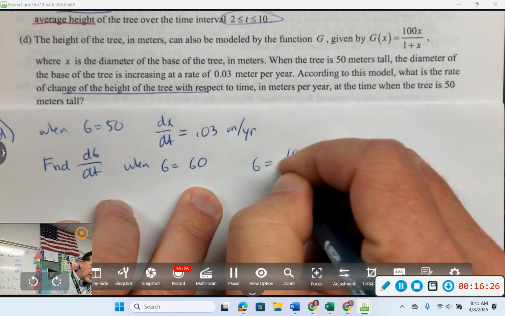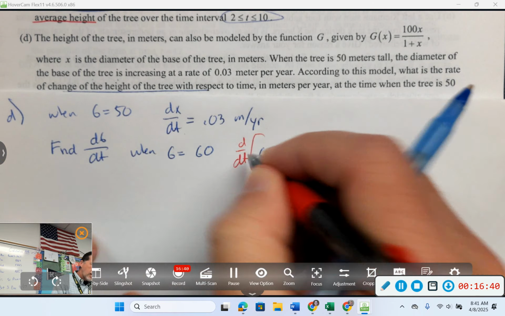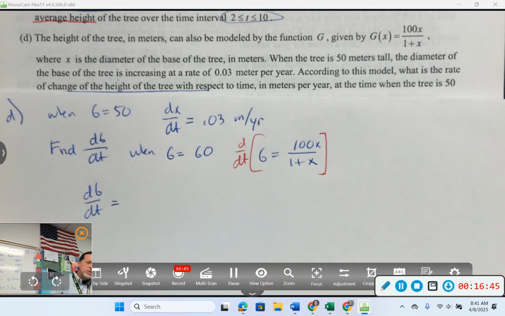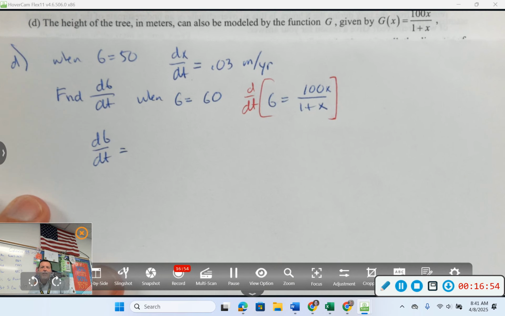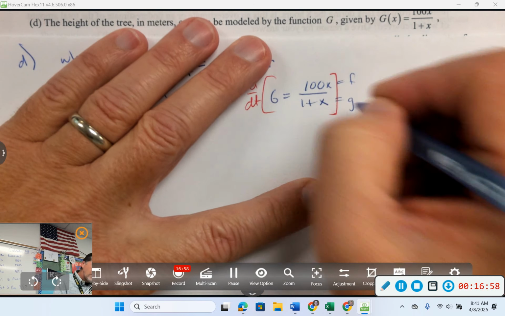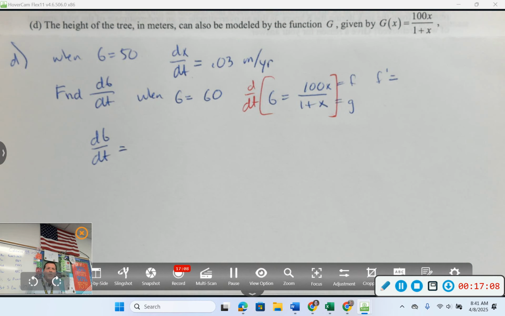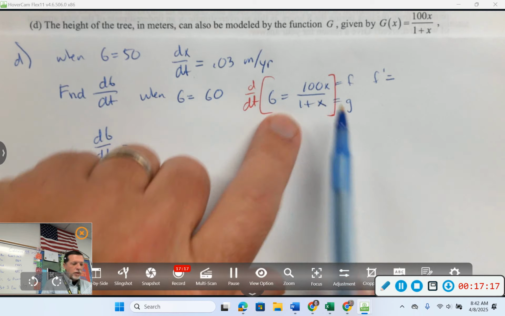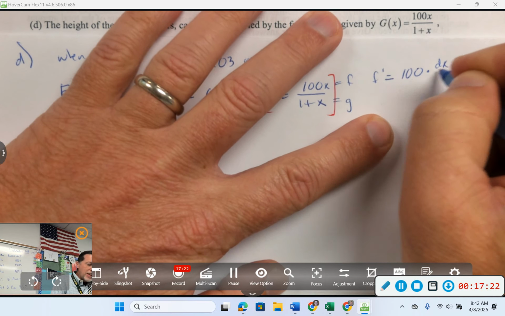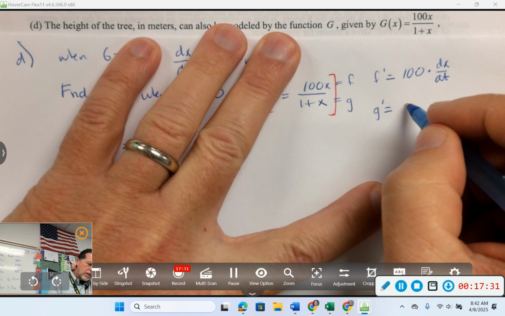Okay, so g is 100x over 1 plus x. And I need to take a derivative, but I need to take a derivative with respect to time. So dg dt equals, how am I going to take a derivative of this thing? What's the name of that rule going to be? That would be the quotient rule. So f and g, gf prime minus fg prime. Okay, here's the tricky part of this. What's the derivative of 100x when we're taking a derivative with respect to time? So derivative of 100x is 100 times dx dt. It's a chain rule kind of thing. So times dx dt. And g prime would be 1 times dx dt.